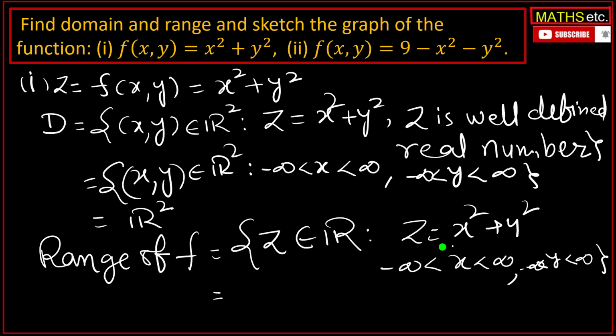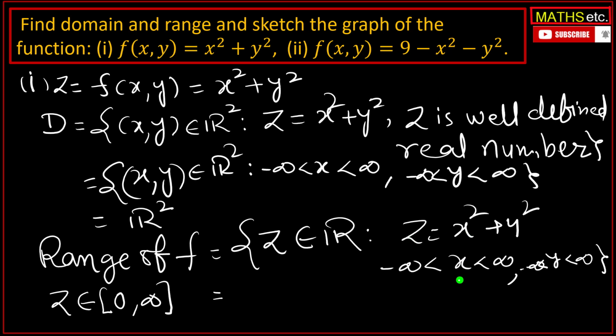Now the first thing is that z equals x squared plus y squared, and we know that x squared will always be a non-negative number, and y squared will always be a non-negative number, right? It means z will take values in the interval 0 to infinity. z cannot take negative real number values, firstly. Now the second question is: is the entire interval the range of the function?